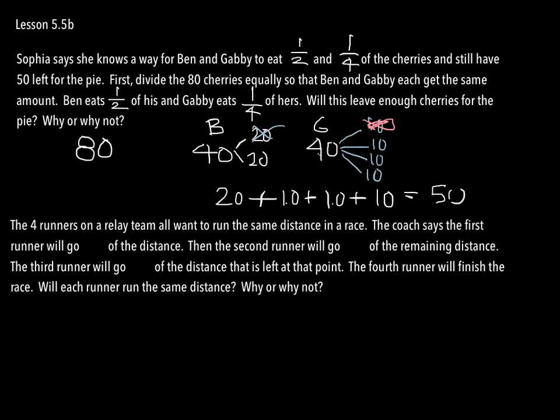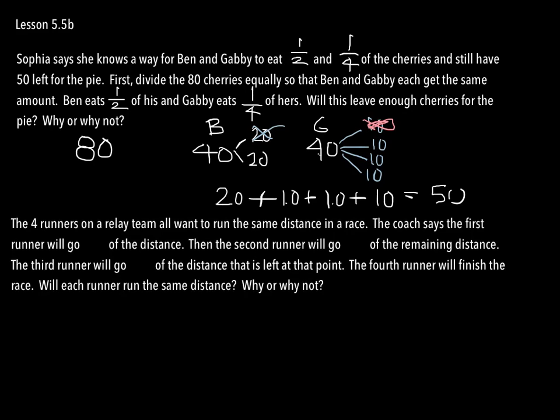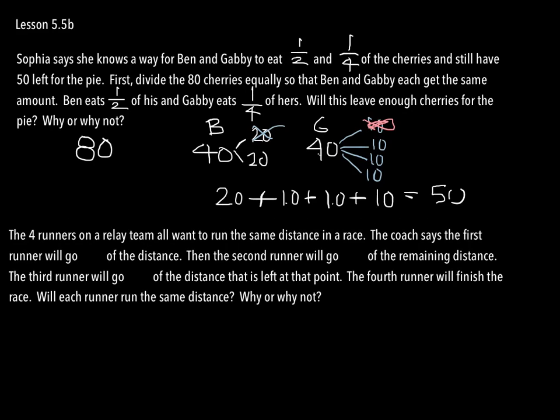All right, the problem says the 4 runners on a relay team all want to run the same distance in a race. The coach says the first runner will go 1/4 of the distance. The second runner will go 1/3 of the remaining distance. The third runner will go half of the distance that is left at that point. The fourth runner will finish the race. Will each runner run the same distance?